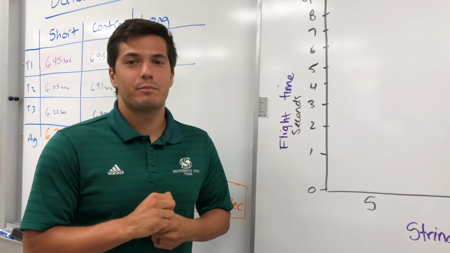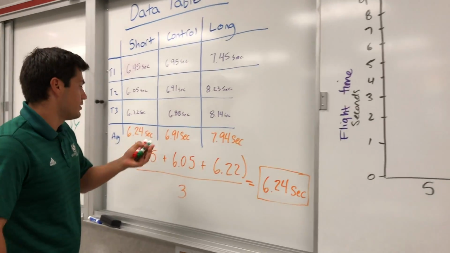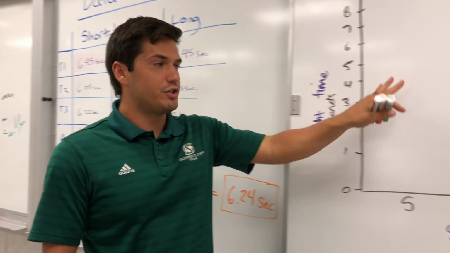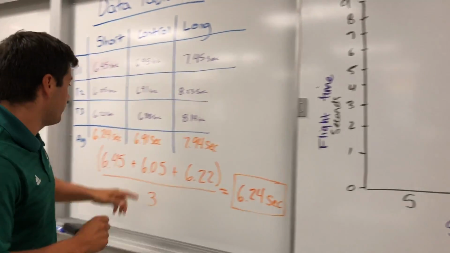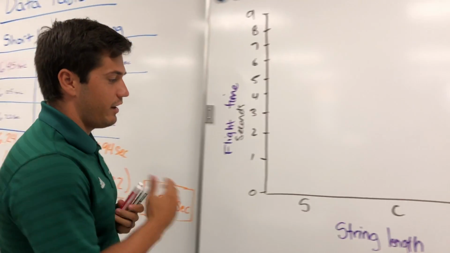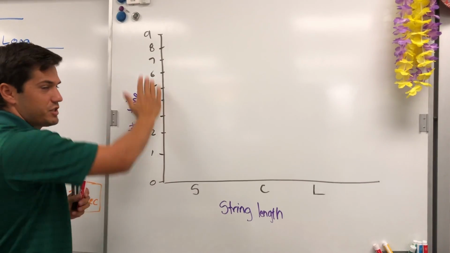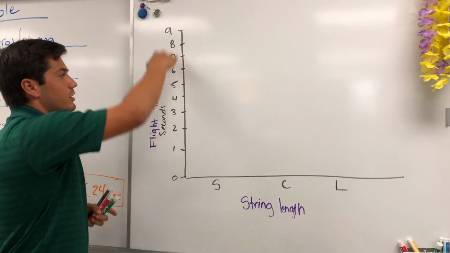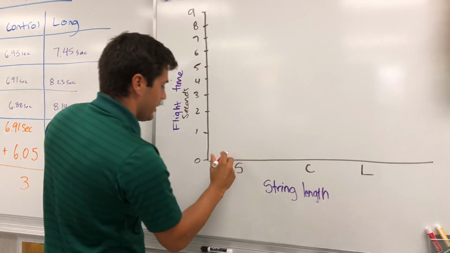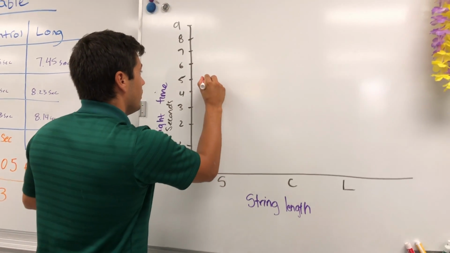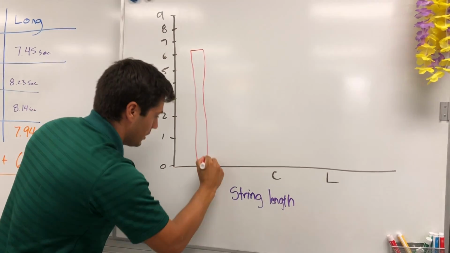So the last step of the scientific method is actually analyzing our data and coming to a conclusion. So Mr. Holtz so nicely found our averages, and we're going to put those averages onto our bar graph. Okay, it's going to be a bar graph. So the first one we have is 6.24 seconds. So we have our string length, our independent variable always goes on the x-axis, and our dependent variable, which is a measurable thing, measurable things are usually in numbers, goes on the y-axis. Numbers go up and down. Okay, so our first one, 6.24, so I'm going to make a nice bar graph over my S, going to go all the way up to about what 6.24 would be, just above the 6, and I'm going to come back down.